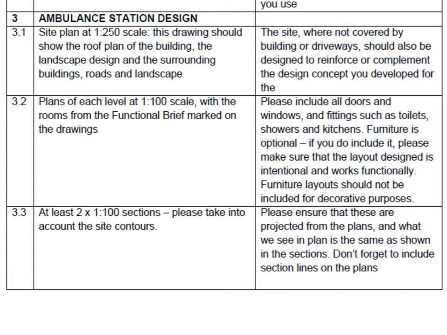Okay, once you have your plans, then from your plans you should generate 2 sections, 1 to 100 sections. Please take into account the site contours, you know, where your floor is and where the site is on each end of your section. So essentially, what we'll be looking for in the section is how you actually describe the shape of the building in terms of the interior spaces and the roof shapes and what have you. Don't forget to draw the section lines on the plans as well.